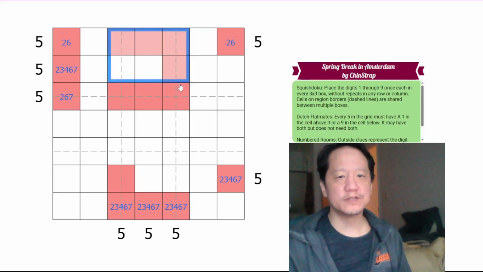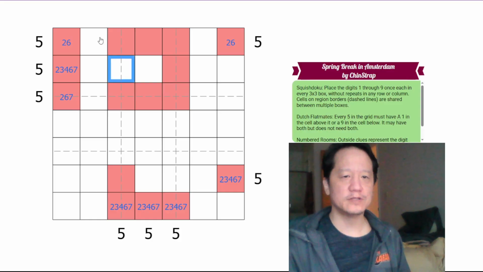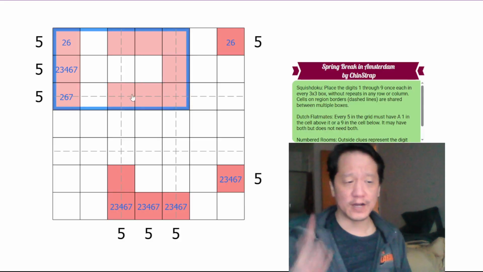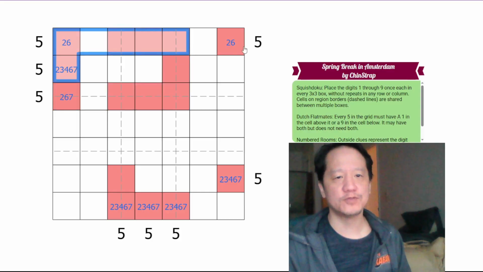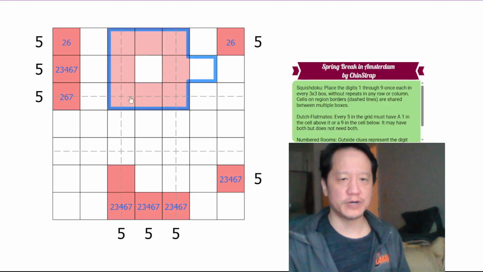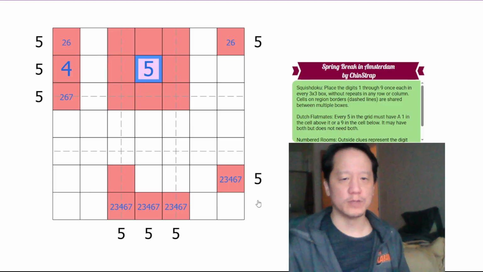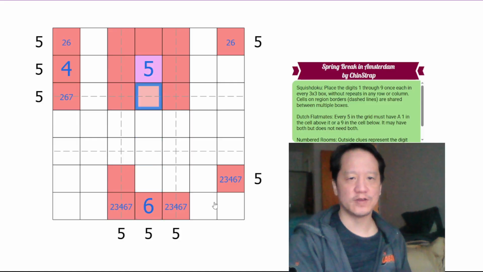Well, where is the 5 going to be in this upper central box? Cannot be here, because if it's here, then that means we have a shared 5 amongst these boxes, which means there cannot be another 5 in those boxes, which means we would only have 2 5s in rows 1 through 3. So this is not allowed. Therefore, in this upper central box, the 5 has to be here. So this is 5, which means this must be 4 to satisfy the number of rooms clues, and this must be 6 to satisfy the number of rooms clue.